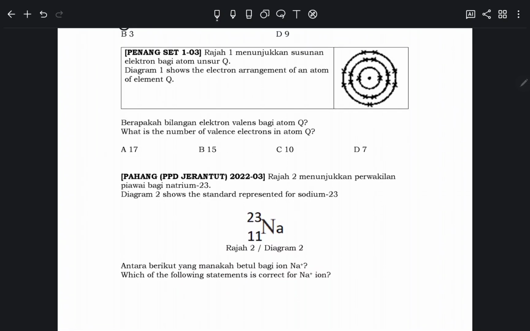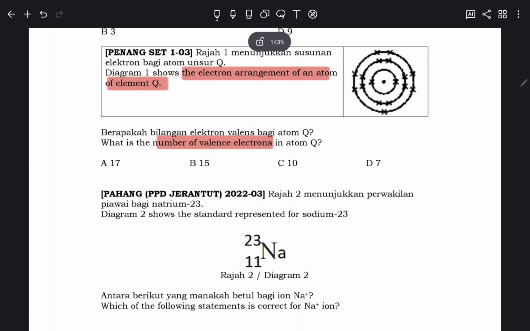And then Penang. They say the electron arrangement of atom element Q, valence electron. So see the drawing. The first shell has 2, the second shell has 8, the third shell has 1, 2, 3, 4, 5, 6, 7. You have 7.